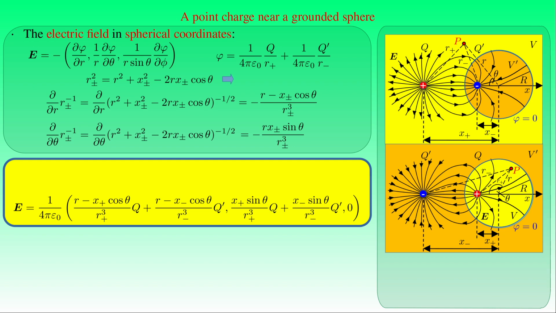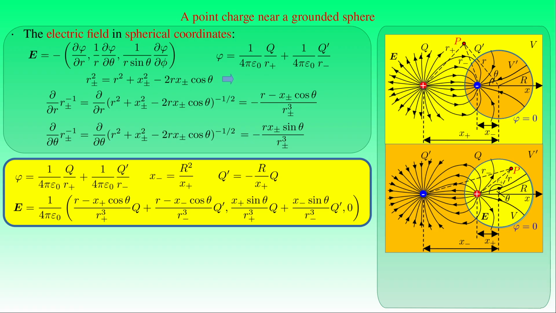In order to summarize our findings, we show the potential phi given by the sum of the potentials due to the point charges q and q prime again, together with the expressions of the distance x sub minus of the image charge from the center of the sphere and the amount q prime of the image charge in terms of x sub plus, capital R and q.